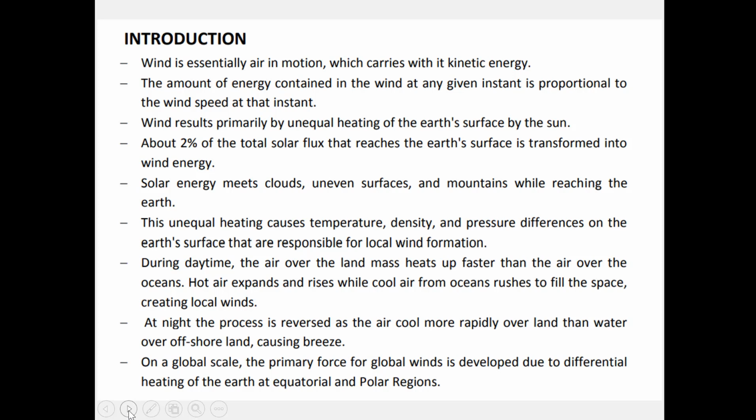On the global scale, the primary force for global wind is developed due to differential heating of the earth at equatorial and polar regions.